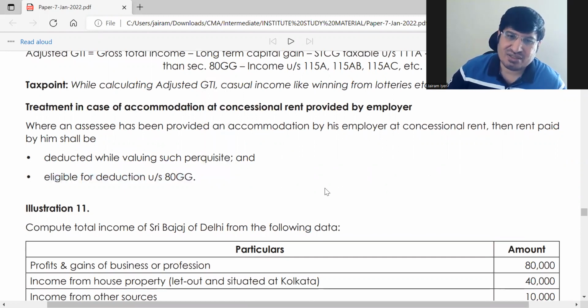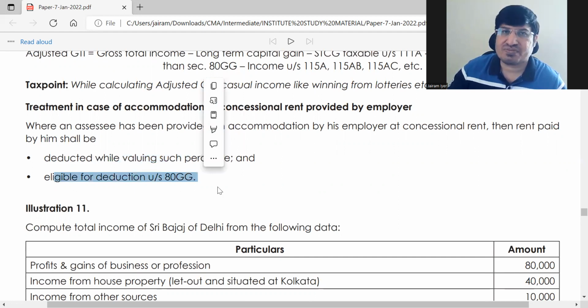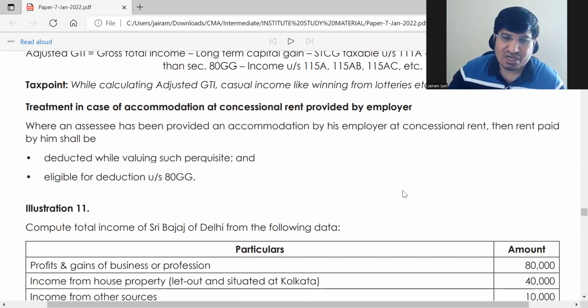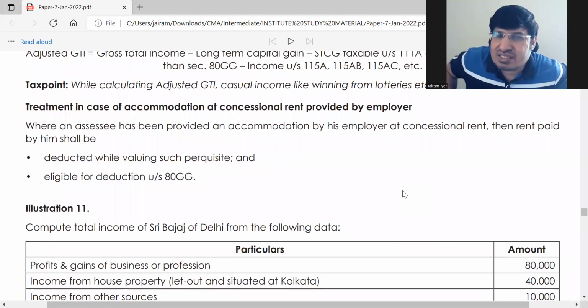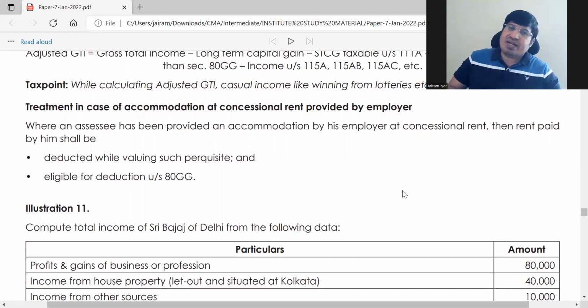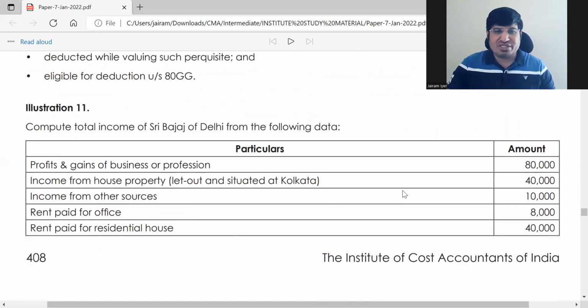So if accommodation is provided at concessional rent, then the perquisite you have to compute as for salaries, and whatever amount of rent is paid, just deduct for valuing the perquisite, that is separate. Apart from that, he will get deduction under this section. Here also he will get the deduction. So for this section, just see those four conditions. If those four conditions are satisfied, he will get deduction. So then we'll see a problem.